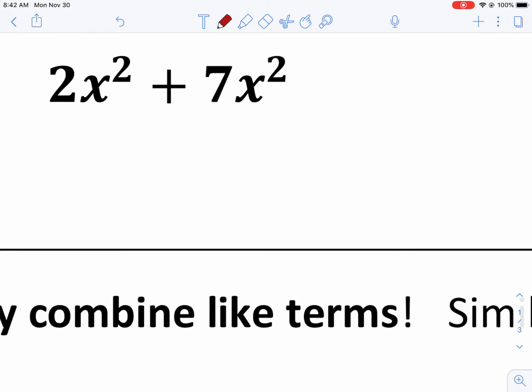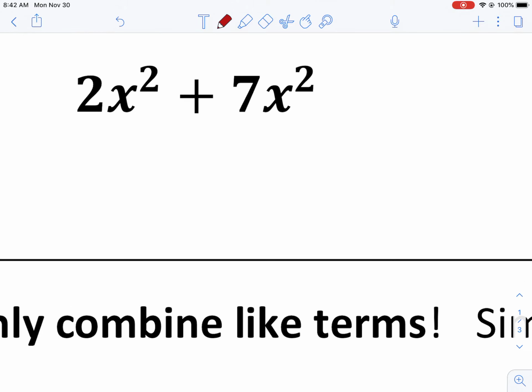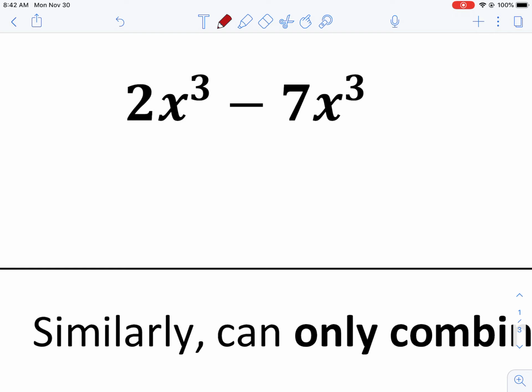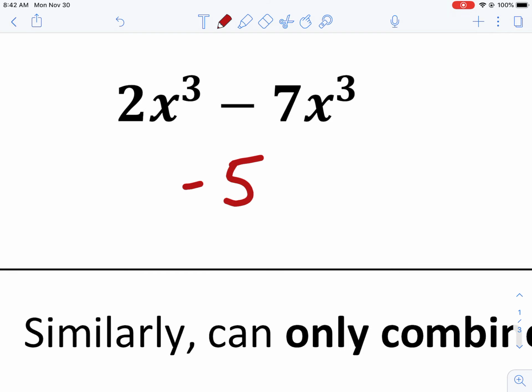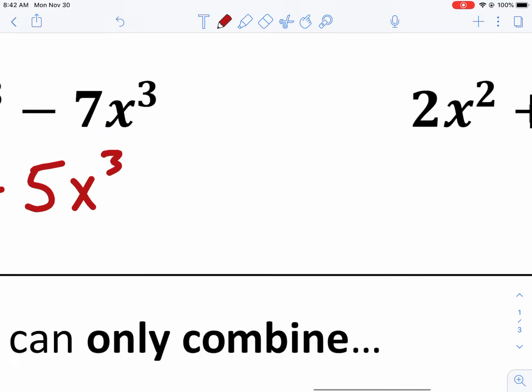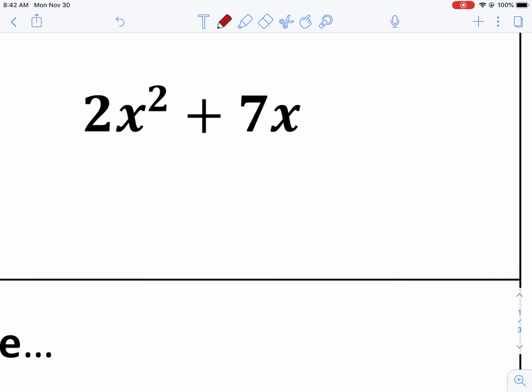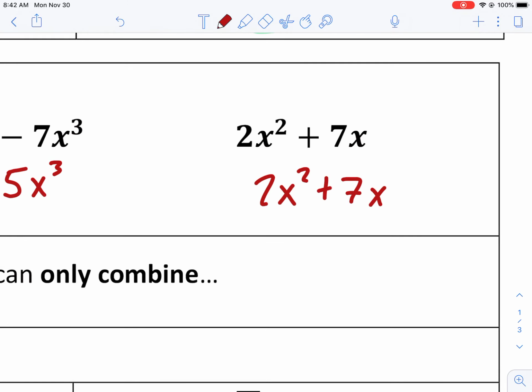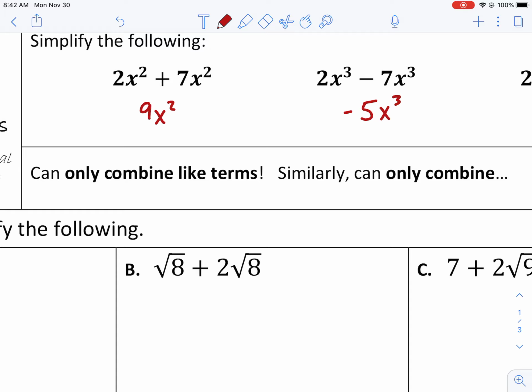Simplifying radicals, though, is a lot like combining like terms. So we've got 2x squared plus 7x squared. Hopefully we all know that's 9x squared because 2 plus 7 is 9. They both have x squared, so they're like terms, and the exponents always stay the same when you're adding or subtracting. Here you've got 2x cubed minus 7x cubed, so that's going to give us minus 5x cubed. Here, though, 2x squared plus 7x, not like terms, so we cannot actually add those together. It's already simplified. So you can only combine like terms.